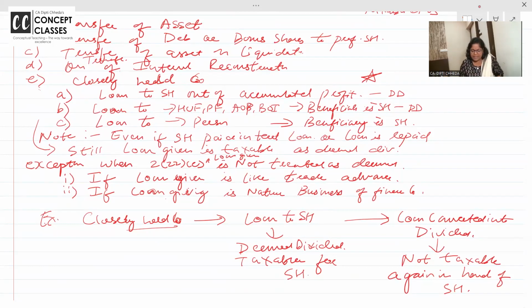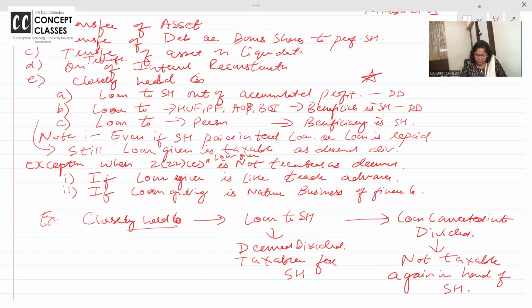It will be treated as deemed dividend. It is giving loan to a third party, where the beneficiary is the shareholder. It is giving loan to any person where the beneficiary is the shareholder. So it will be taxable as deemed dividend. Now, even if the shareholder has paid interest or the loan is repaid, still it is taxable.